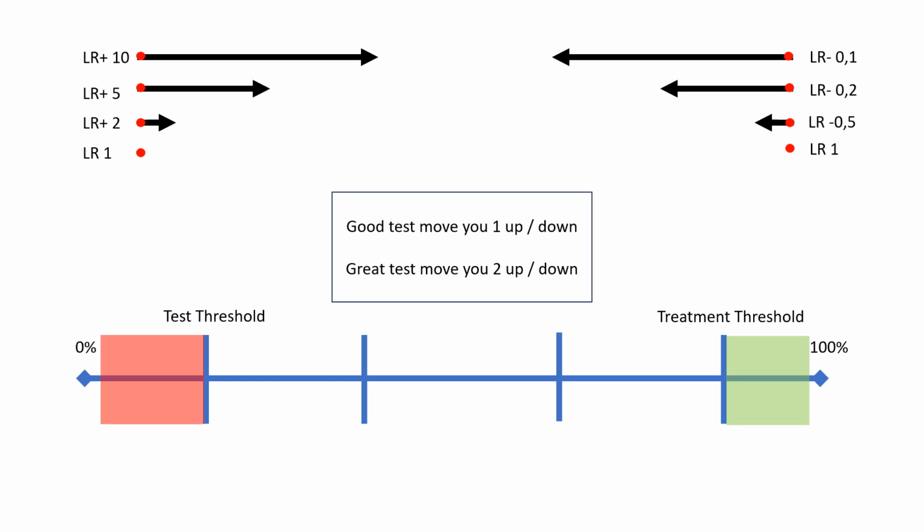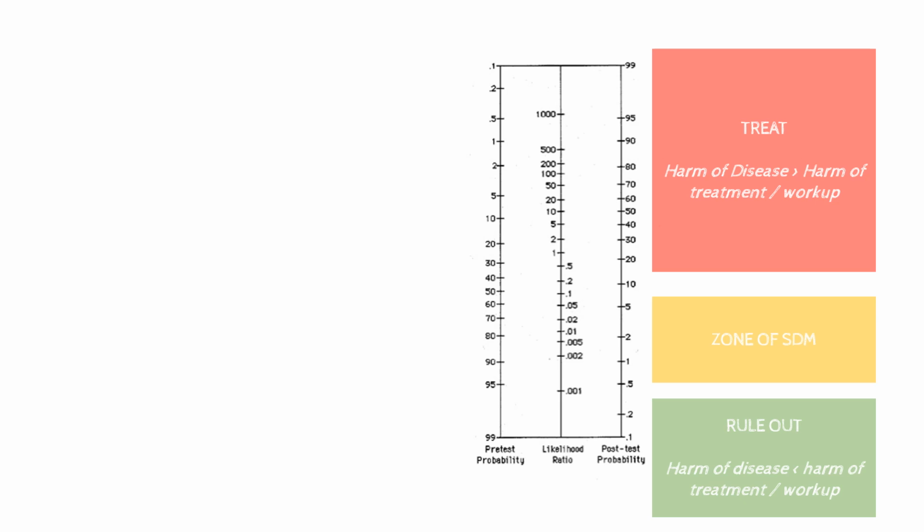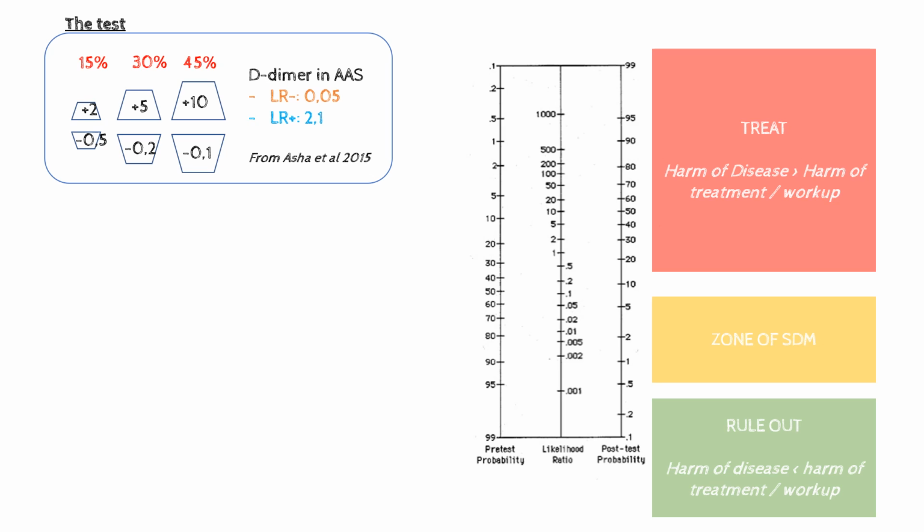I'll show you the Fagan's nomogram, which I usually think makes these things easier concept-wise. So we have our tests here, and we take the example of a D-dimer. From this study, the D-dimer in aortic dissection is like this. And then we do our test. The Fagan's nomogram is like this: pre-test probability here, post-test probability over here, and you draw a line through the likelihood ratio of your test. So in here it's 0.05 minus, and then here is 0.05, and you go way down here.